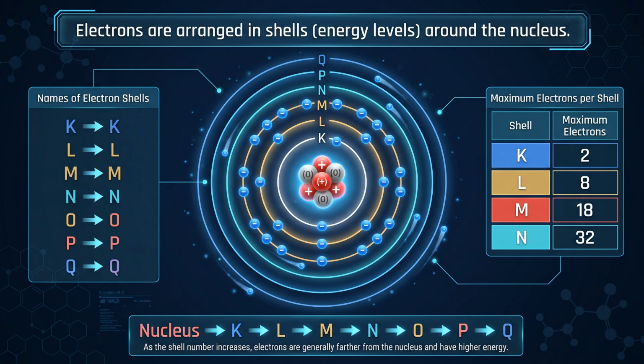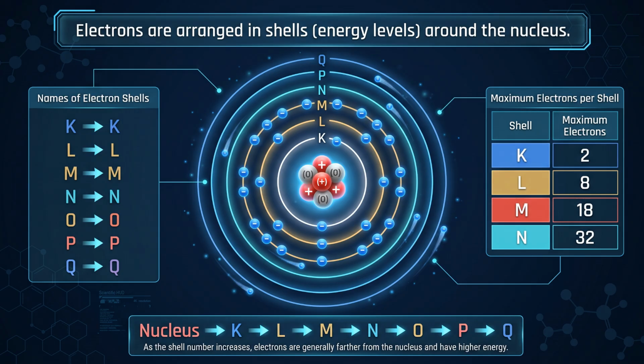The shells surrounding the nucleus are named K, L, M, N, O, P, and Q. These names correspond to the principal energy levels numbered 1, 2, 3, 4, 5, 6, and 7, respectively. The K shell is the first shell and is the closest to the nucleus. The L shell is the second shell, followed by the M, N, O, P, and Q shells.